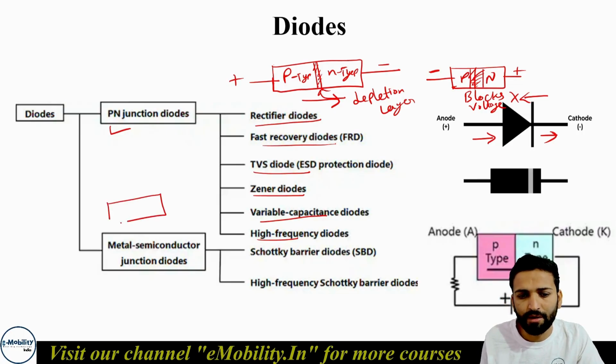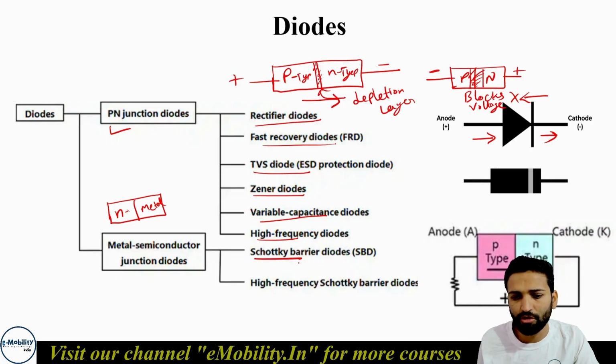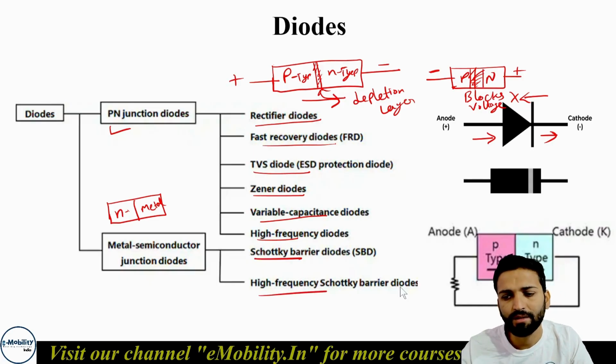This means that at one portion they might be having n-type and the other portion is metal. So these are the type of diode which do not have a p-n junction. They have a p-metal junction or n-metal junction. So these are Schottky diodes, high frequency Schottky diodes. They are known as Schottky diodes.